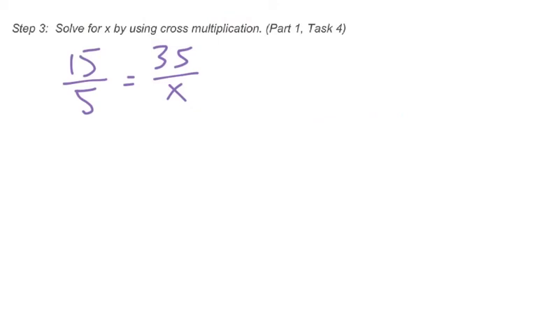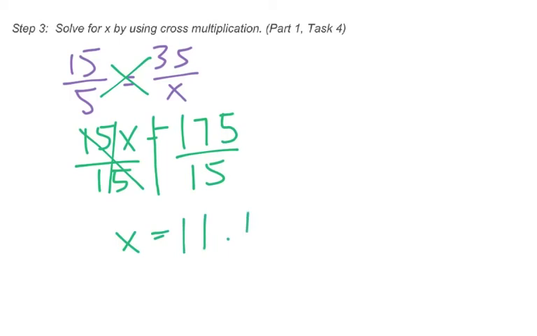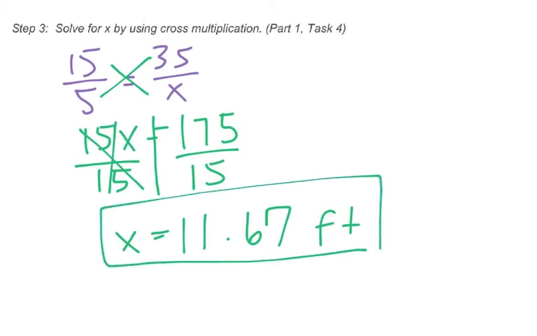So step 3 says solve for x by using cross multiplication. So we're going to cross multiply, and we get 15x equals 175. Now how do we get the x by itself? We want to divide by 15, right? Divide both sides. They cancel over here, and I'm left with x equals 11.67 feet. So that would be the shadow that the 35-foot tree would cast.